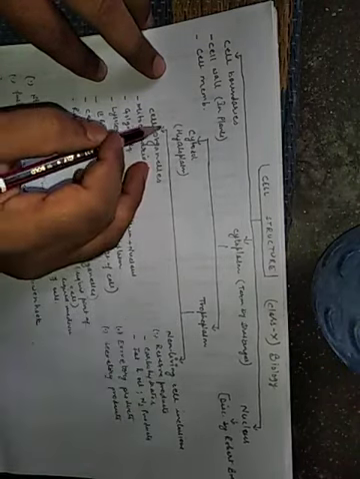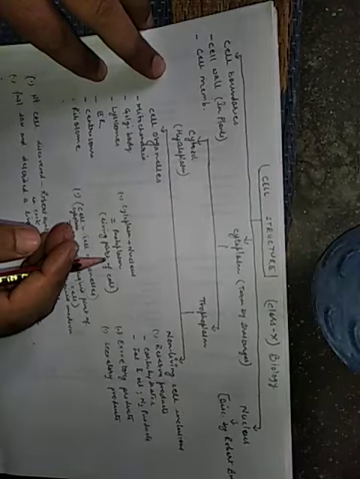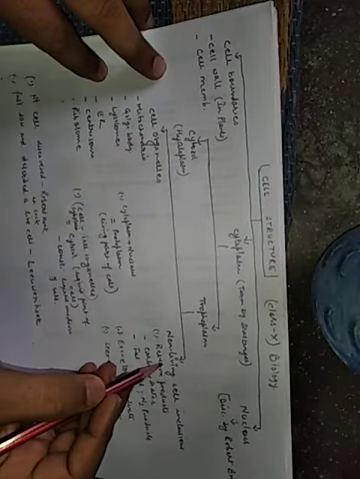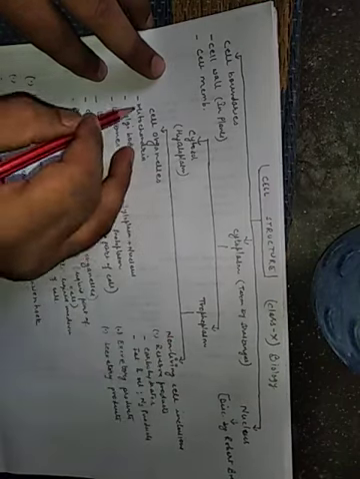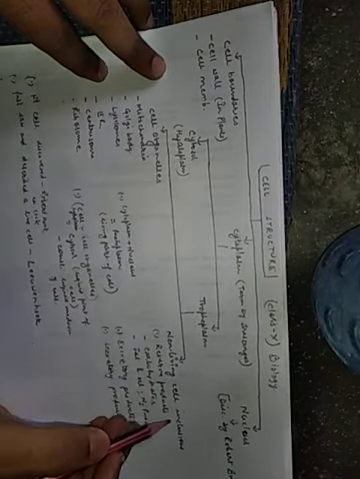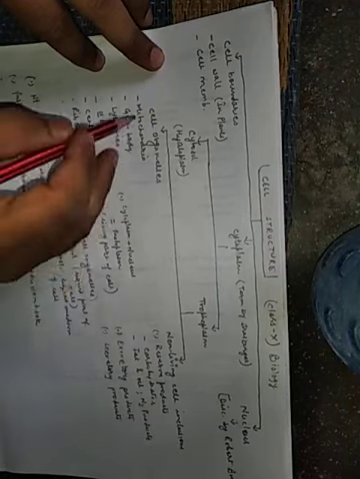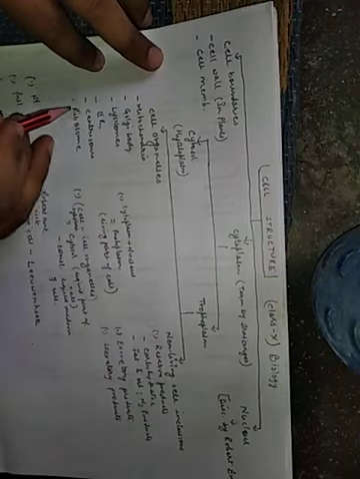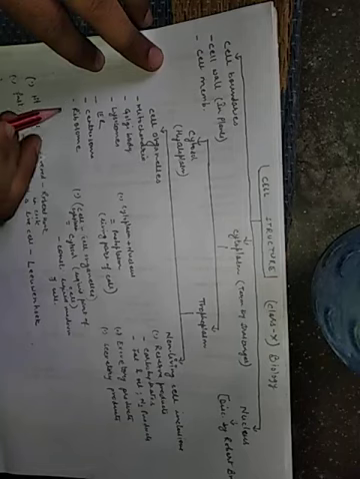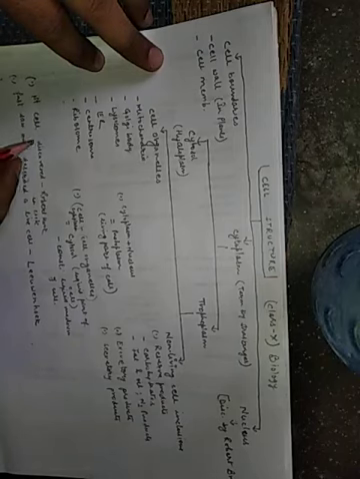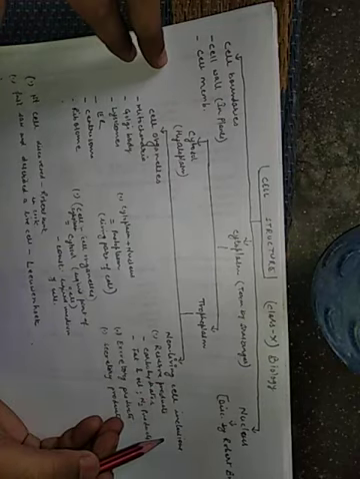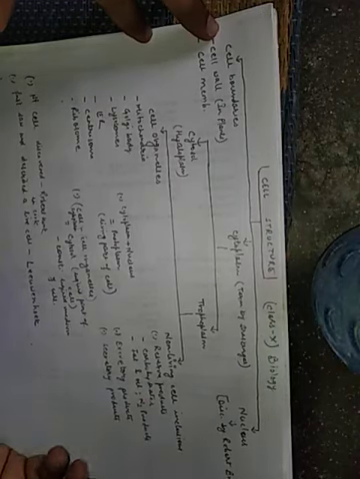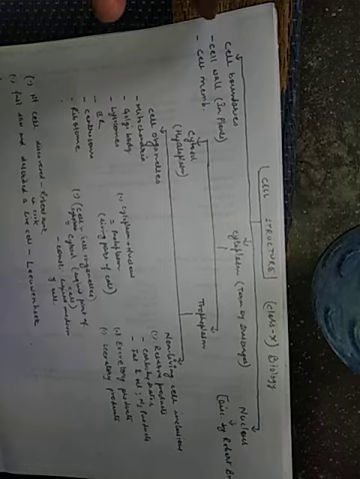Trophoplasm is again divided into two parts, that is cell organelles and non-living cell inclusions. So in trophoplasm we study the cell organelles and non-living cell inclusions. Cell organelles are like mitochondria, Golgi body, lysosomes, endoplasmic reticulum, centrosome, ribosomes, vacuoles, and many more. Non-living cell inclusions are the reserve products, excretory products or secretory products of the cell.